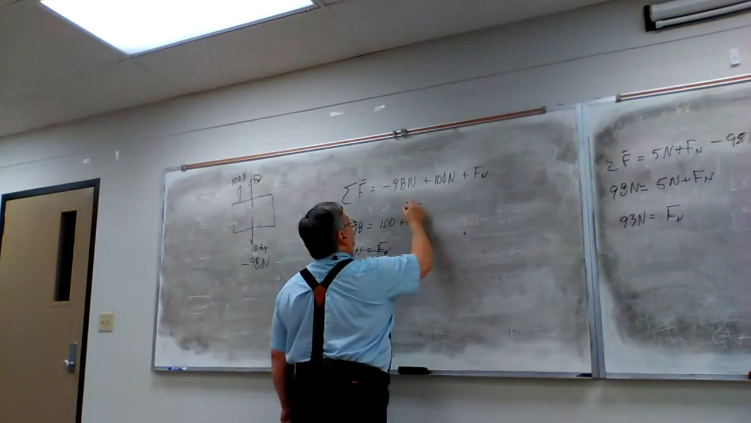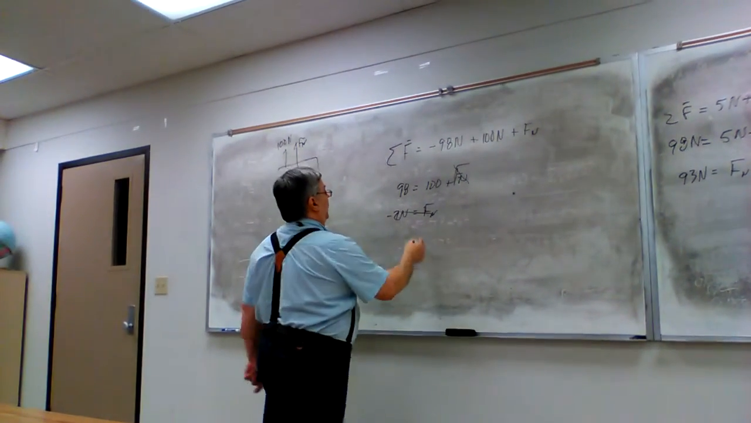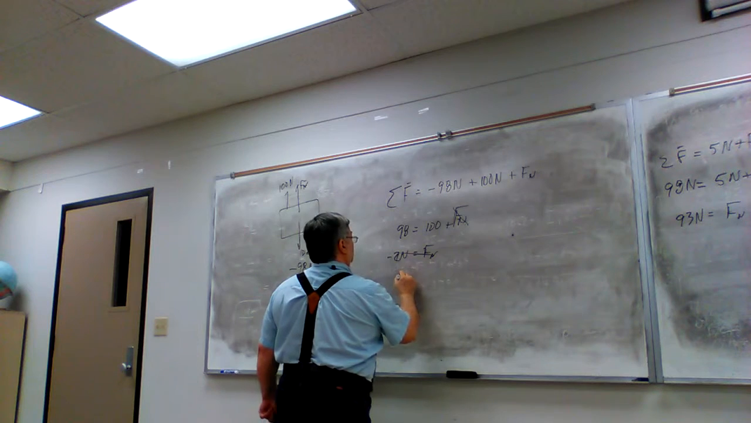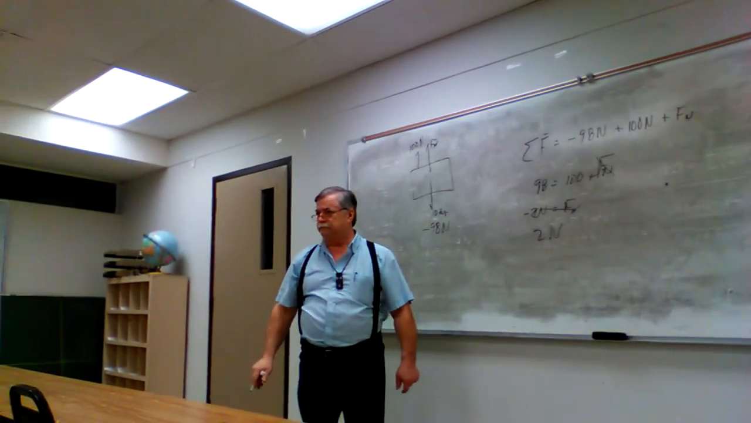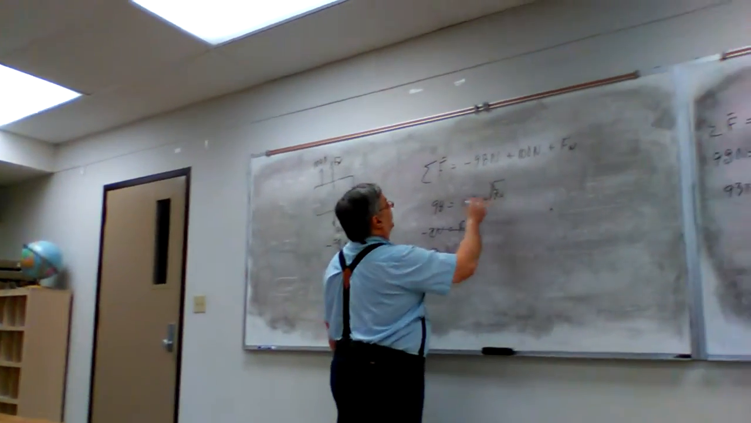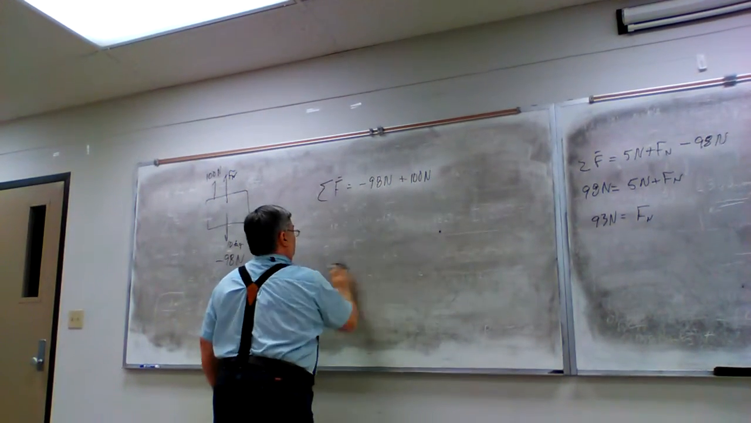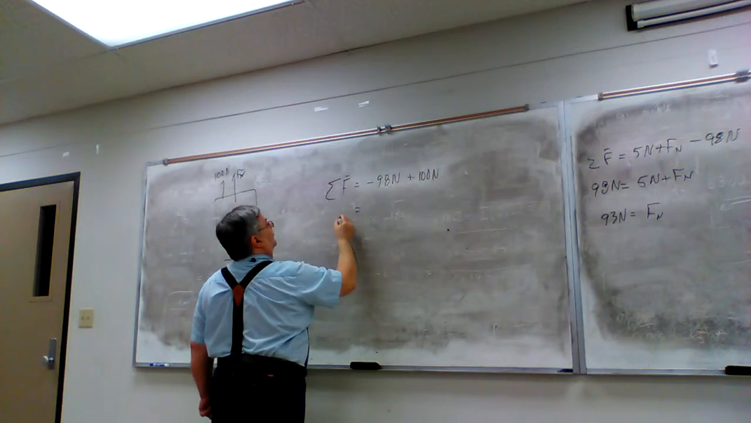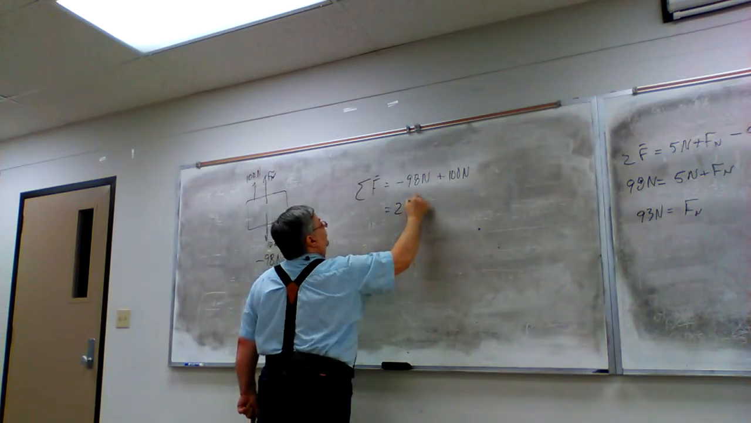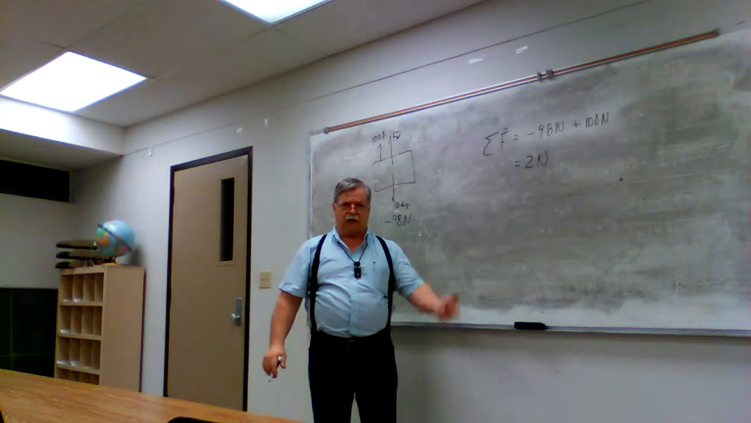That means the normal force is now 0. And what's left over is the 2 extra newtons of force pushing up. So now the sum of our forces is equal to 100 minus 98 equals plus 2 newtons. Now, how fast does that box move when we lift it?